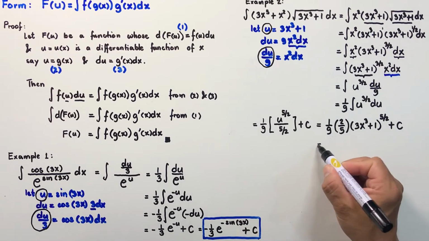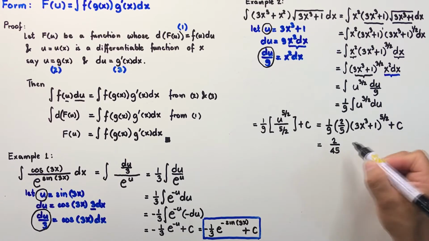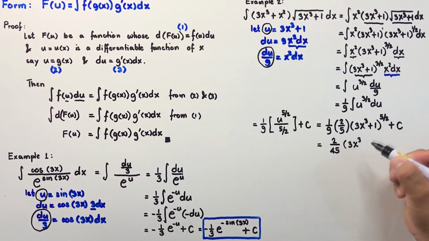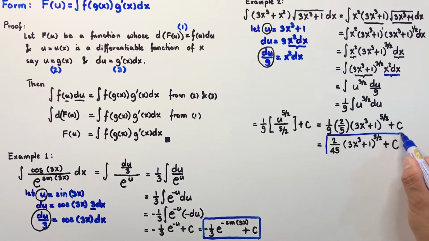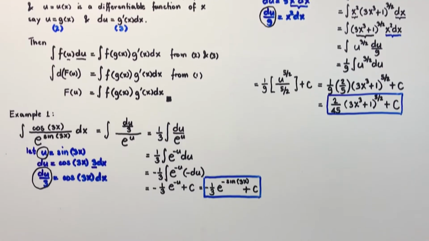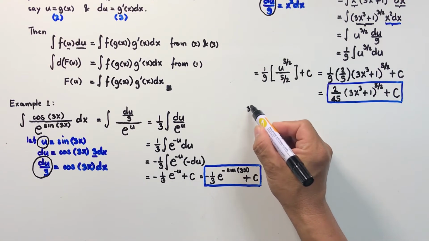So our final answer is 2 over 45 times the binomial 3x cubed plus 1, which is raised to the exponent 5 halves, plus the constant of integration c. And this is our final answer for our example number 2 here. Now let's proceed to our example number 3 here.